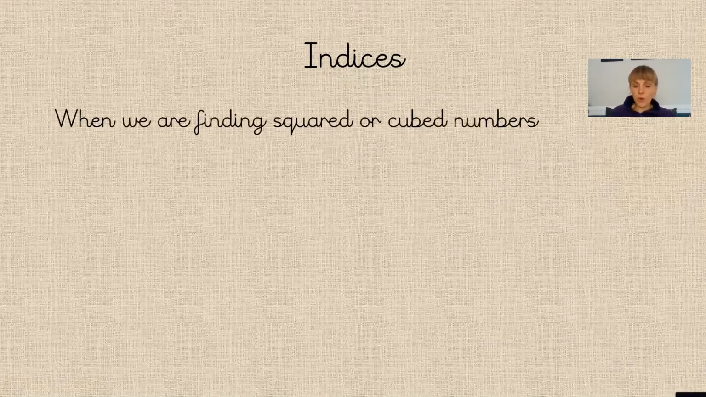Today's our last lesson on order of operations, and we're going to learn how we're going to think about our squared and cube numbers in a calculation. In maths, they're often called indices when we look at squared and cube numbers. We need to remember that word for something I'm going to show you a little bit later on. Indices are when we're finding squared or cube numbers. We did a lesson on this earlier in the week, so hopefully you'll all remember what to do.